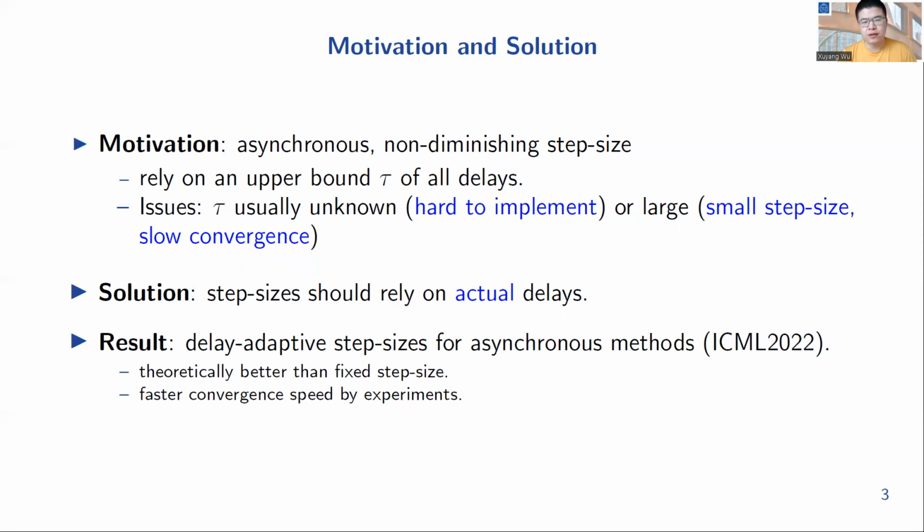Our solution is that we believe the step sizes should rely on actual delays rather than the upper bound, because the accuracy of the delayed information is determined by the actual delays. Based on this idea, we derive delayed adaptive step sizes for two asynchronous methods and show its advantage over the fixed step size by both theory and numerical experiments.